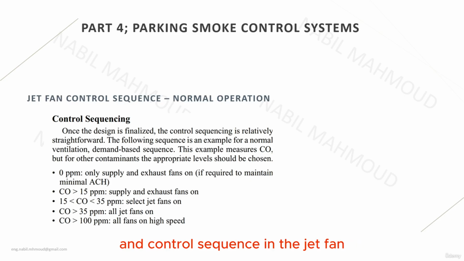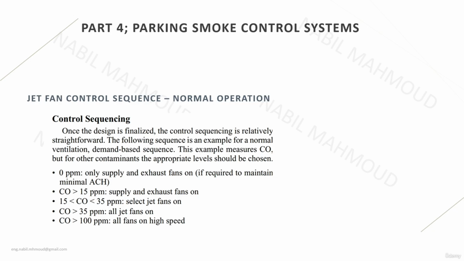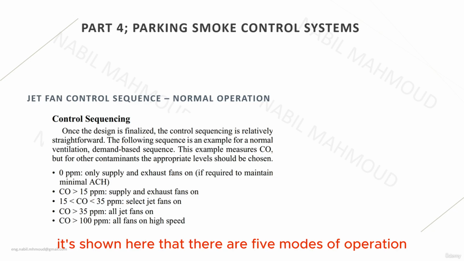And the control sequence in jet fan installation is relatively straightforward. This paragraph is quoted from ASHRAE, in the chapter related to the design of enclosed vehicular facilities, especially parking areas. As we can see, and I'm reading from this paragraph, the following sequence is an example for the normal ventilation and demand-based sequence. This example measures the CO concentrations, but for other contaminants, it should be calculated and evaluated accordingly. It's shown here that there are 5 modes of operation.